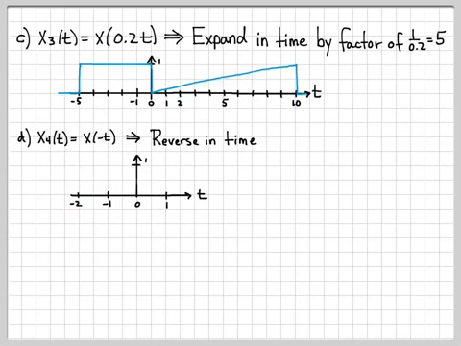Originally our rectangle on the left started at time minus 1. If you negate minus 1, you get 1. So we now know our rectangle has to stop at time 1. So I can sketch my time reversed signal.